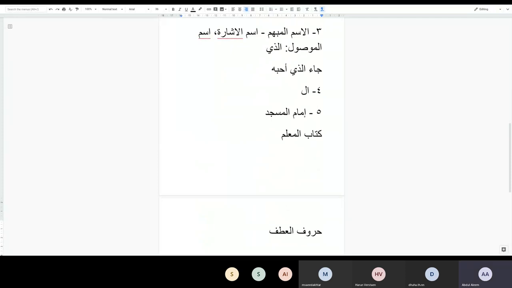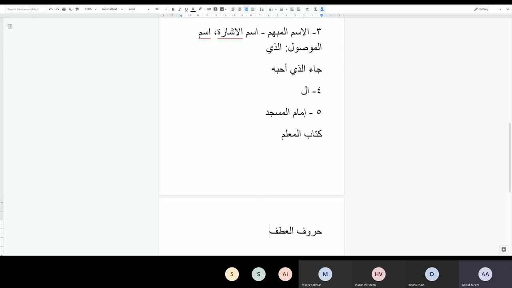So these are things like waw, which we translate as "and", and fa, which we translate as "then", and so on. We'll explain the meanings, inshallah. So why is it mentioned under the marfu'at?